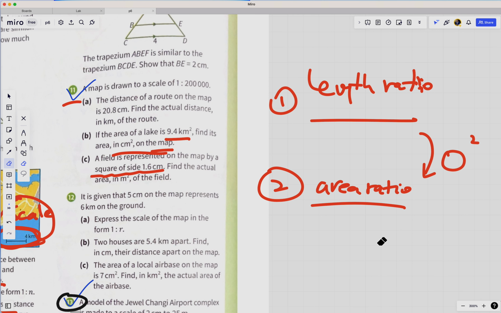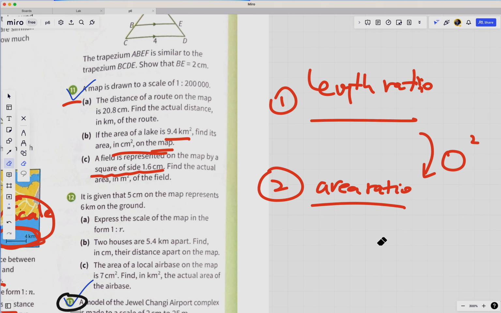And once you get these two ratios out, just look at the question. Part A. Part A is length ratio because you are given map distance to actual distance, right? So I pick the first one. Second one, actual area, find map area. You pick one or two? Two, because this is about area, right? That's it.